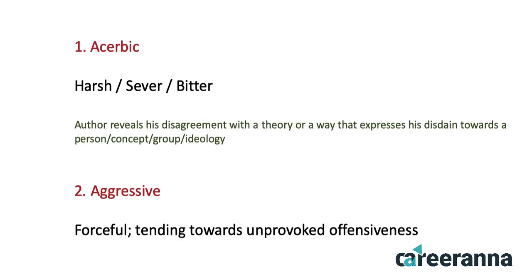This is followed by aggressive. Aggressive is basically where you are trying to be unprovoked, offensive, where no one has tried to come up with any particular act. Say you are writing about a particular concept but no one is trying to offend you, but the author is taking unprovoked offense, and that is where I would say that the tone of the author is aggressive. So this is all about acerbic and aggressive.